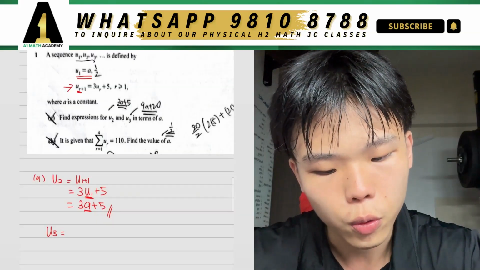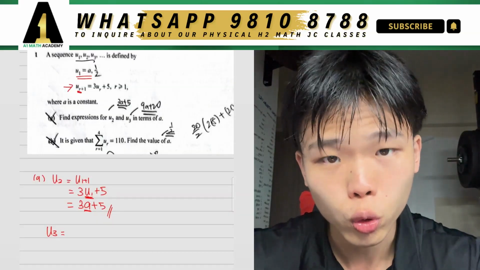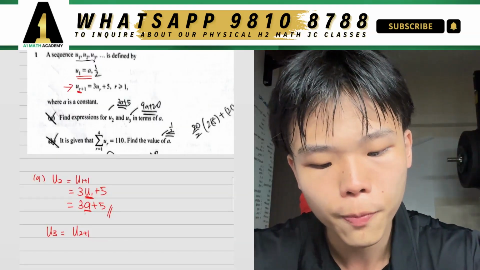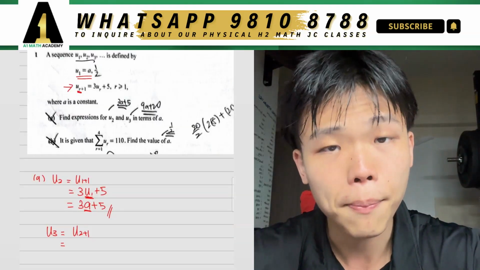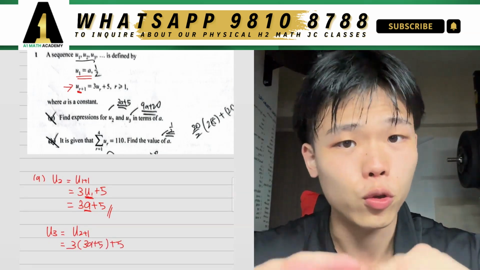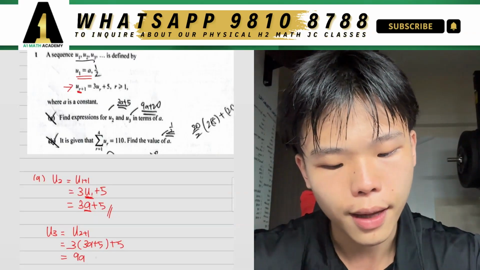Now for U3, it will just be the same thing, but now it's depending on U2. So it's U2 plus 1. U3 depends on U2. And what's the value of U2? The value of U2 is 3A plus 5. And therefore over here, we'll write 3 bracket 3A plus 5 plus 5. And when you compute the whole thing, you get a final value of 9A plus 20.